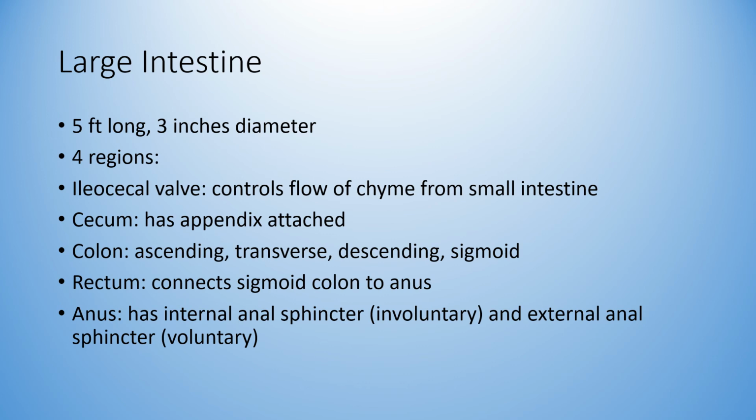Then you have the colon, which is divided into the ascending colon, transverse colon, descending colon, and sigmoid colon. And then you have the rectum, which connects the sigmoid colon to the anus, and then the anus is the canal, the final part of where you're going to be expelling the feces from. It does contain 2 sphincters. The internal anal sphincter is involuntary, and the external anal sphincter is voluntary.